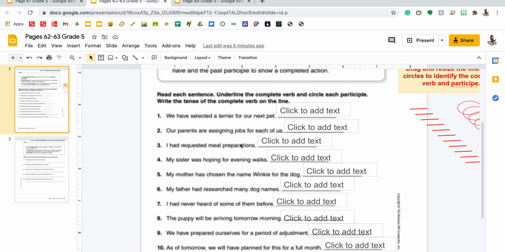Number one says, we have selected a terrier for our next pet. My main verb here is selected. And I have the helping verb in front, have. So I want to underline all of my verb, the complete verb. And I need to circle my participle, which is selected.